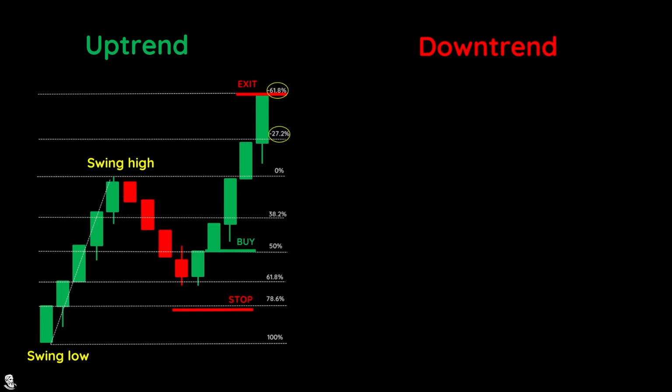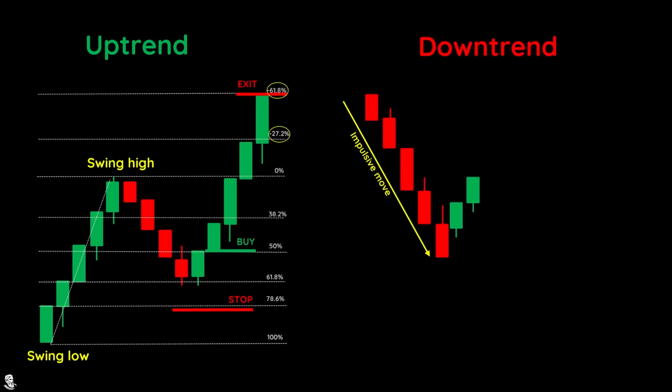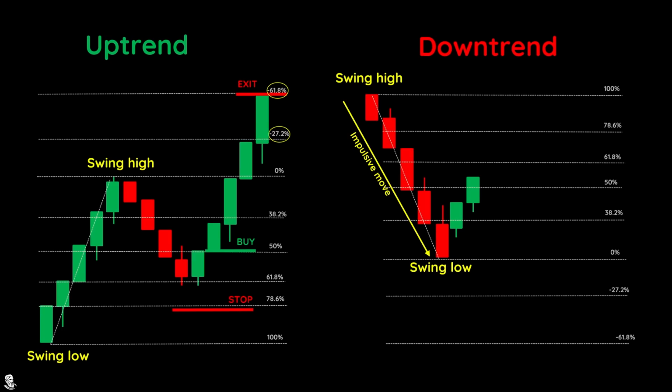So now let's take a look at the downtrend. Firstly, we need to identify the impulsive move. After the impulsive move is over, we see some bullish candlesticks in the opposite direction. Now we need to identify the swing high and the swing low points to draw our Fibonacci retracement. As we can see, price is not at any of the important levels.